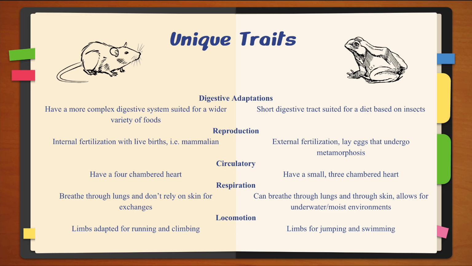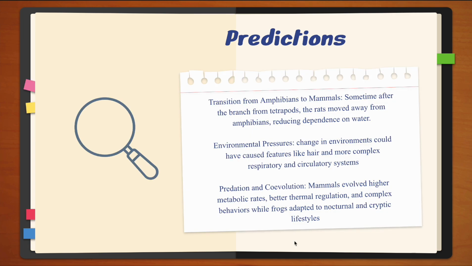In terms of respiration, rats breathe through their lungs and don't rely on skin for exchanges, while frogs can breathe through their skin, which makes them more suited to aquatic environments. For locomotion, rats are adapted for running and climbing, while frogs are more adapted for jumping and swimming. Based off of our observations, we can start to make some predictions.